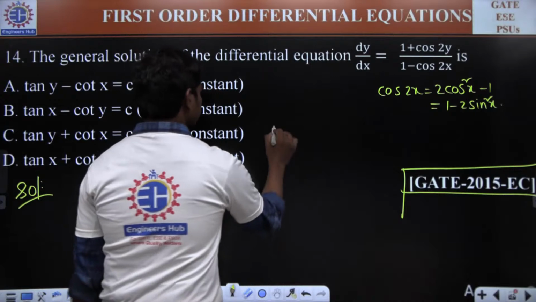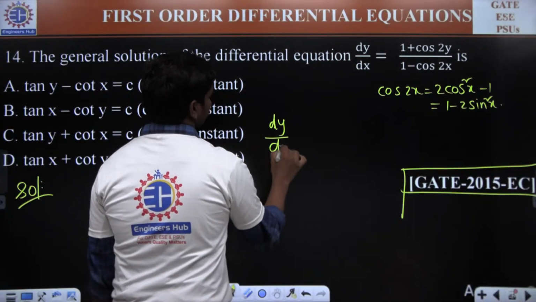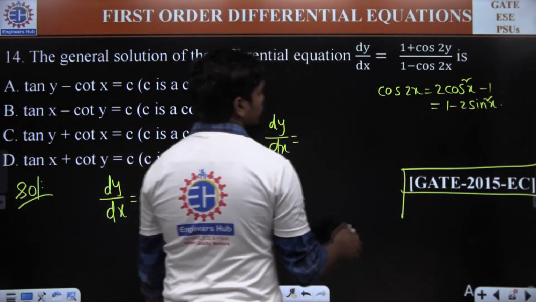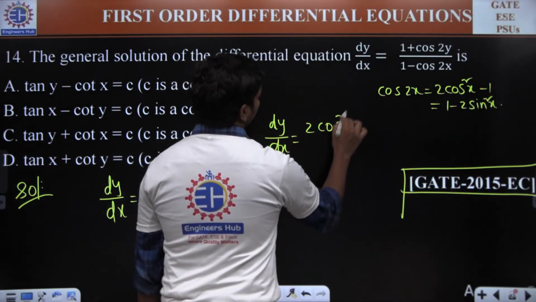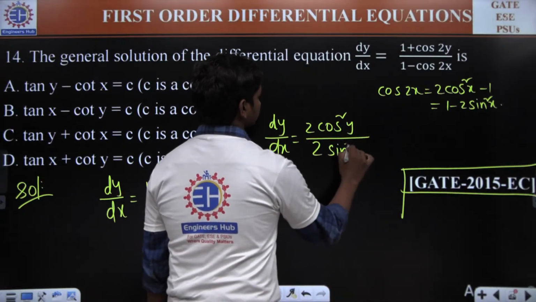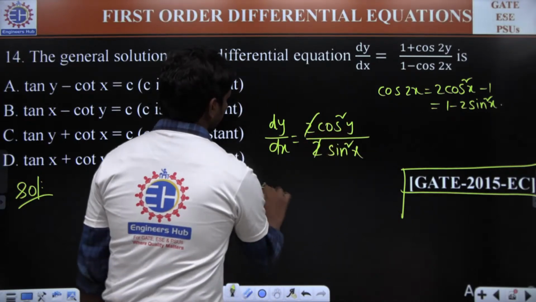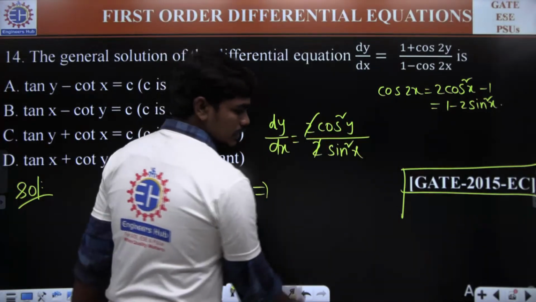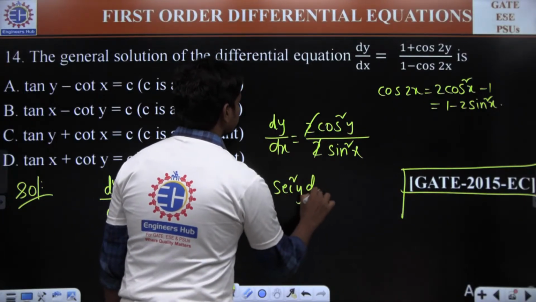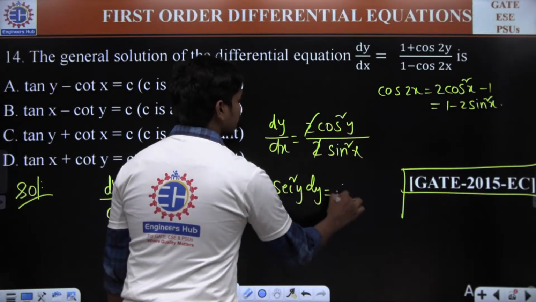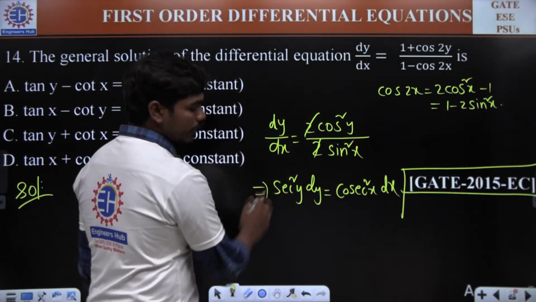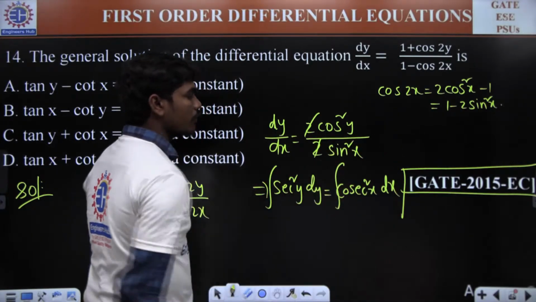So if you see, this dy by dx can be written with 1 plus cos 2y, which can be written as 2 cos square y, and this is written as 2 sin square x. So 2 gets cancelled. This cos square y, if you bring it to the left hand side, is 1 by cos square y, which is secant square y dy, equal to 1 by sin square x, which is cosecant square x dx. Now the left hand side is completely a function of y, and the right hand side is completely a function of x.